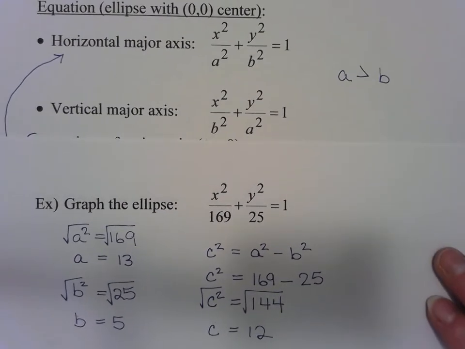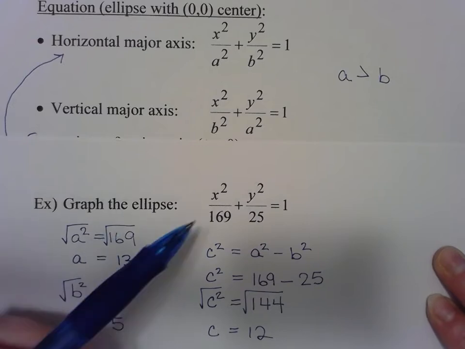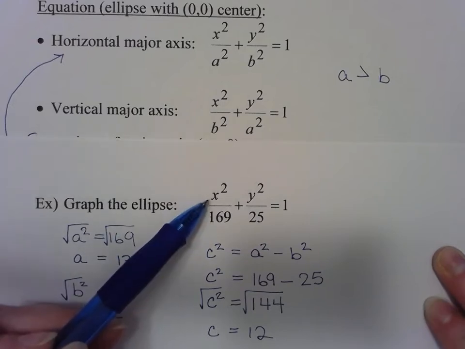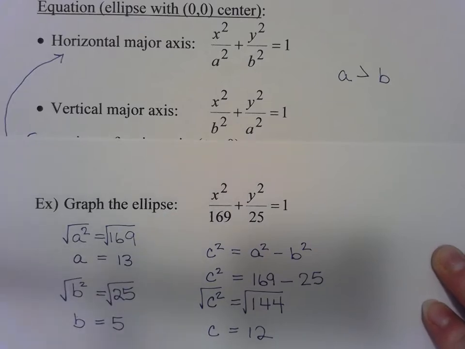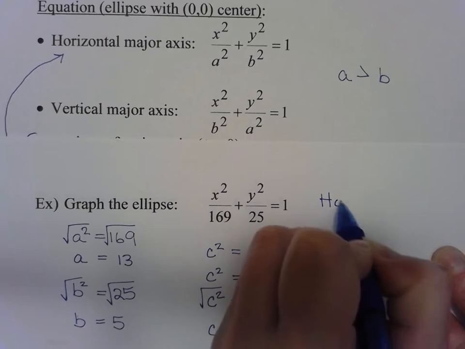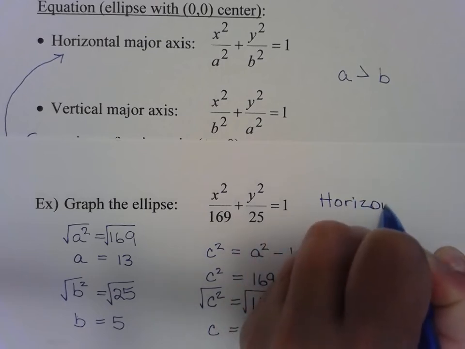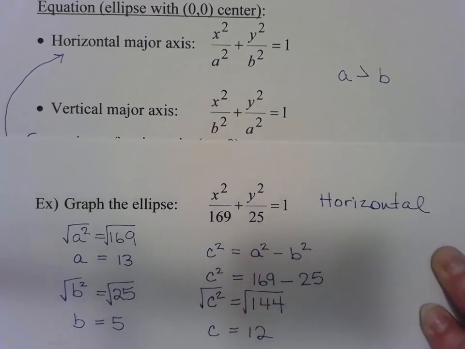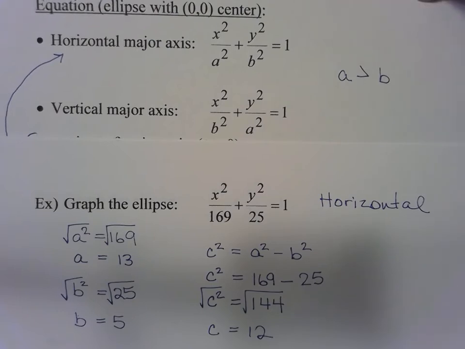Oh, before I move this out of the way, is this ellipse going to be horizontal or vertical? Since the larger number is under the x, that means it's going to be longer on the x-axis than the y. So this one is going to be horizontal. I think it's good to jot that down as well.